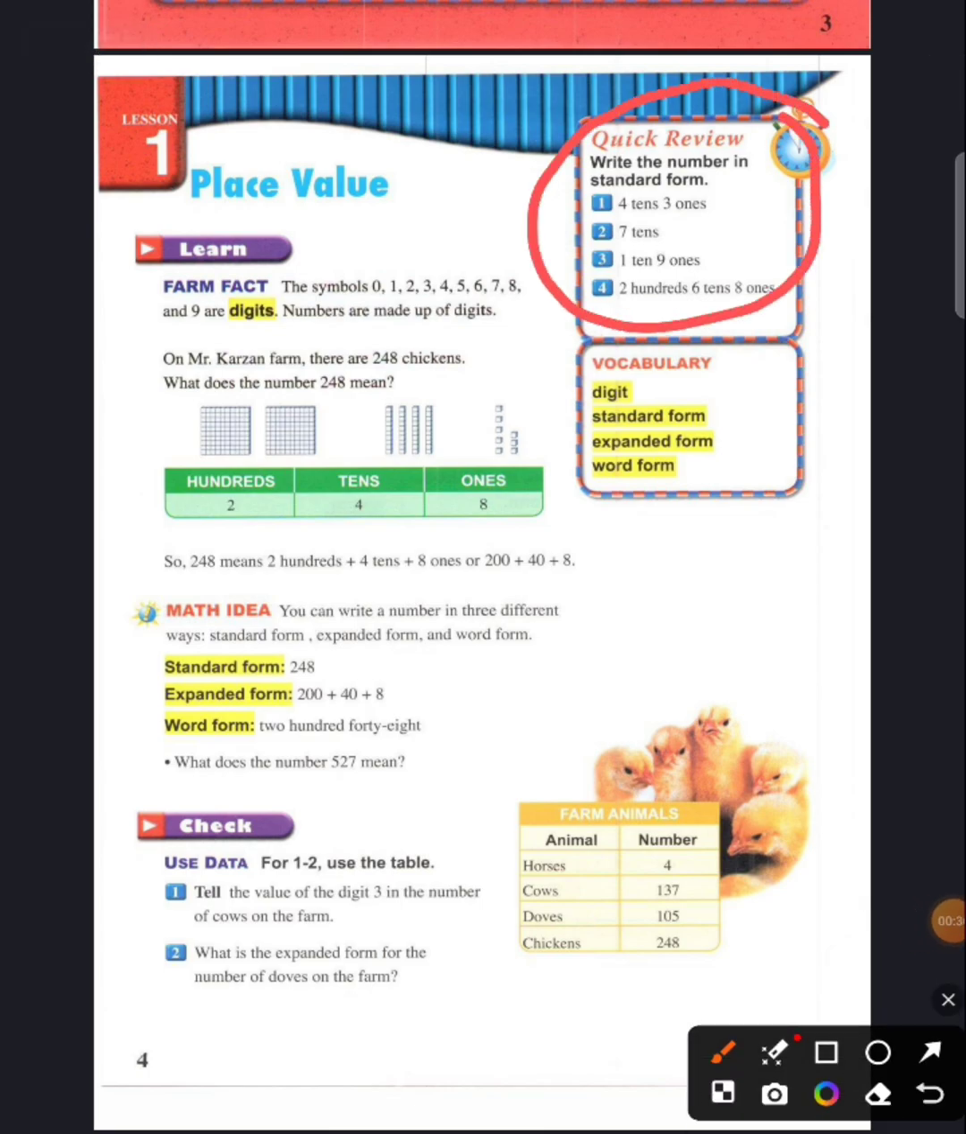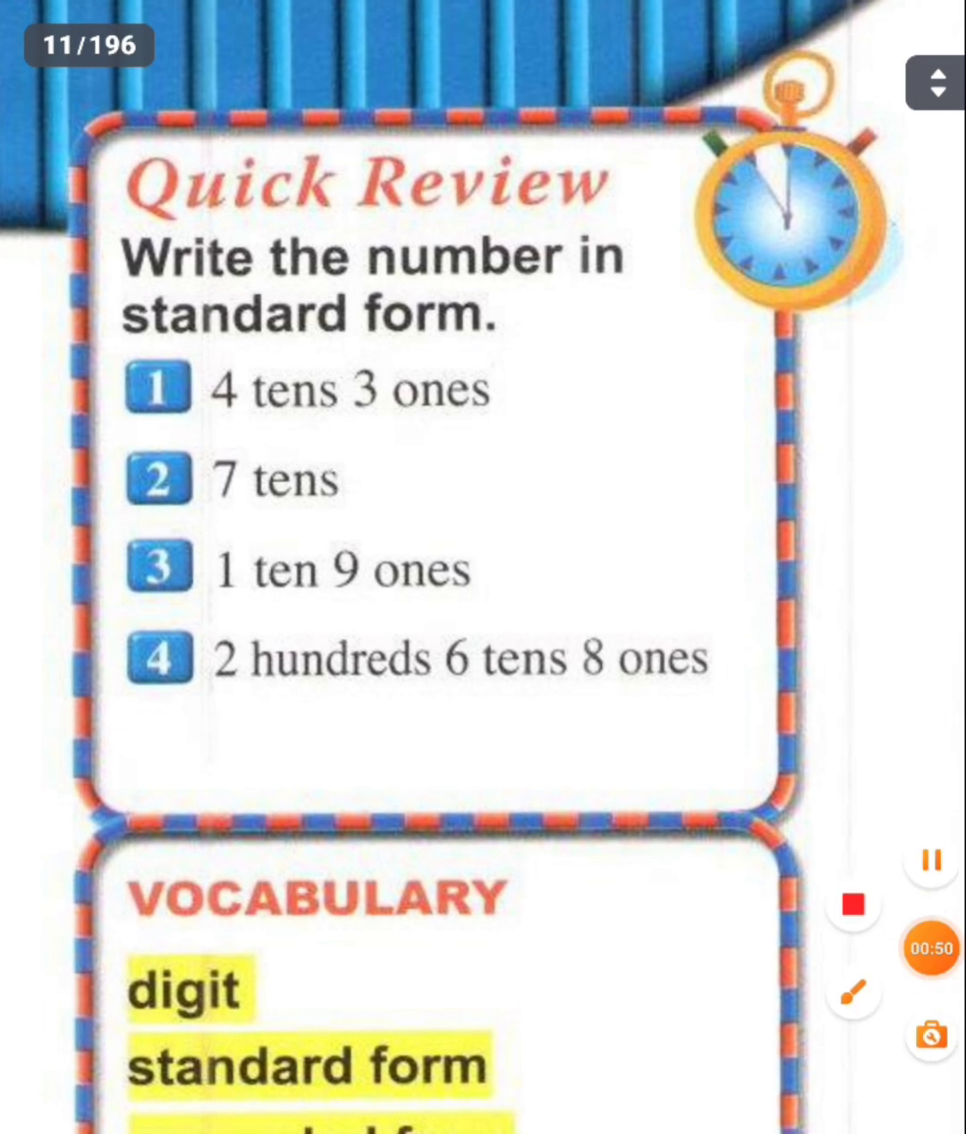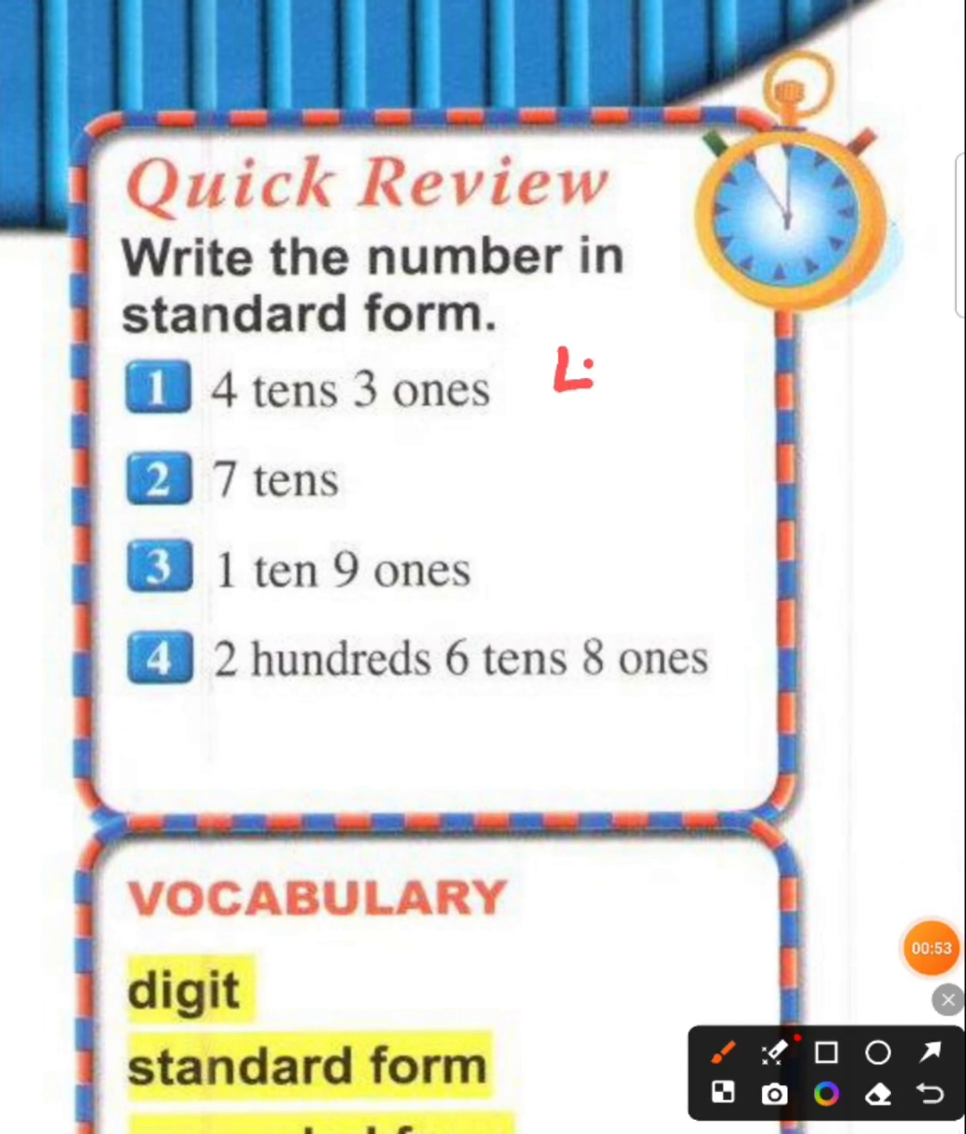So let's start together. Review. Write the number in standard form. The first task is 4 tens 3 ones. That is 40 and 3, 43. The second question, 7 tens, it means 70.